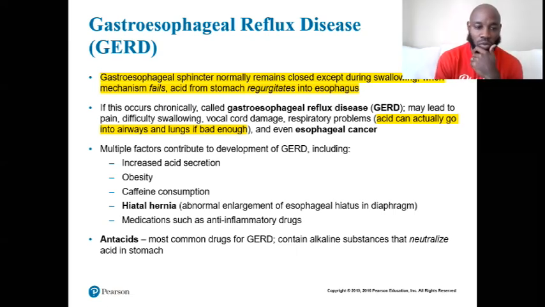And so we want to neutralize that acid. And that's why we have antacids. Most common drugs contain alkaline substances that neutralize your acid in your stomach.